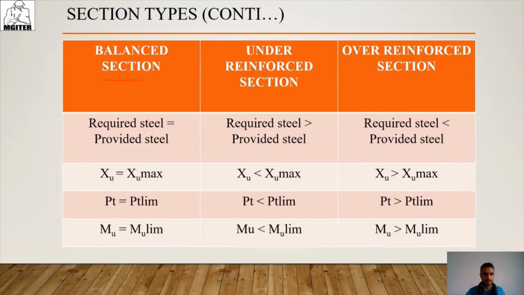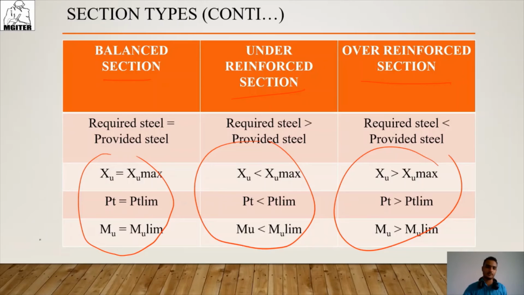Look here: a balanced section, under reinforced section, and over reinforced section. What is a balanced section? In a balanced section, the required steel is equal to the provided steel. Whichever steel is required for the structure, if you provide that much steel, it is called a balanced section. For the under reinforced section, the required steel is higher but you provide less. For the over reinforced section, the required steel is less but the provided steel is higher than required.